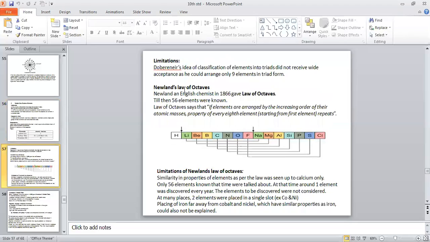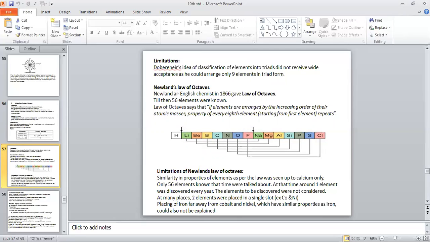Then limitations. Dobereiner's idea of classification of elements into triads did not receive wide acceptance, as he could arrange only 9 elements into triads. So this applied only to a few elements, and hence this theory is not useful to study all elements in the periodic table. Then next, scientists tried to classify elements, that is called Newlands' law of octaves.